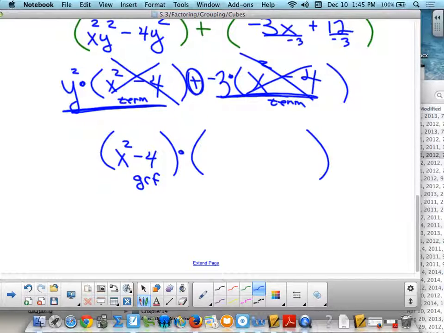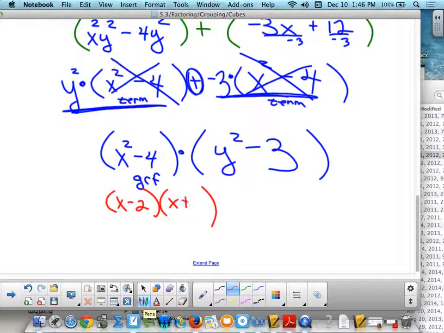Y squared minus 3. We're not done, says Jay, because Jay recognizes a difference of 2 perfect squares. Okay. So you probably said what, Jay, here? X minus 2, x plus 2. X minus 2, x plus 2, followed by what? Y squared minus 3. Why is this not factorable? Because 3 is not a perfect square. Can't do it. So true.